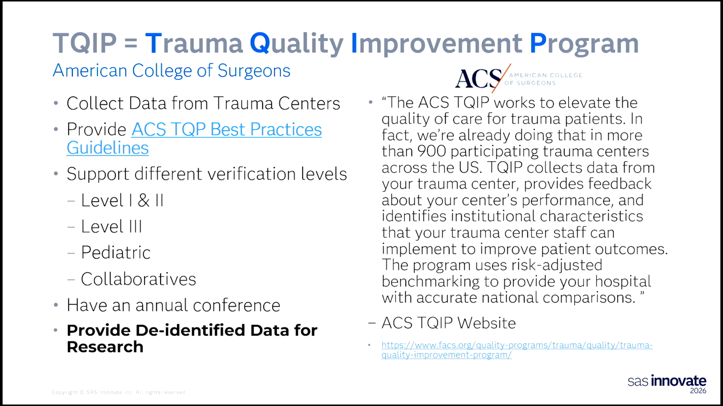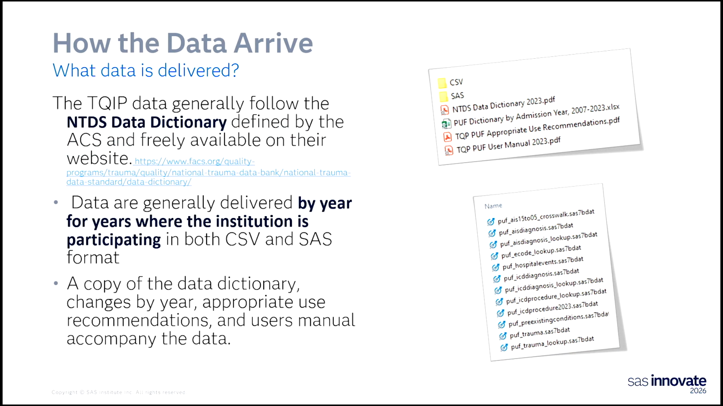So let's take a look at what that looks like. The data arrive by year. They follow a standard data dictionary, and you can access that via this link. If you're wondering, does TQIP have data on this? Visit the page. They got a ton of documentation out there. You can even set Copilot out on a mission, point it at the website, and ask it, is there data to study this? And Copilot actually does a pretty good job answering that question.